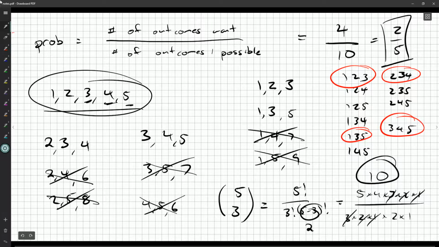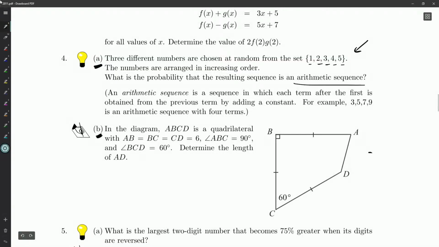All right. And you could have, incidentally, figured out your number of possible outcomes. If you were going to list, then you could say, okay, out of these, which ones are arithmetic sequence, and gotten the 4 out of 10. That would have been fine as well. Remember, it's a light bulb. You don't have to show your work.